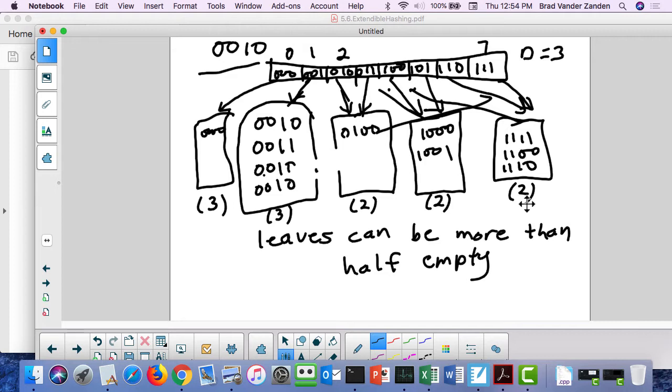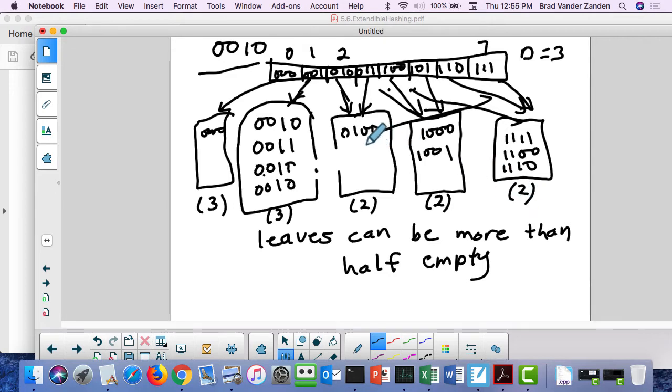So the way we handle insertions is if the leaf isn't full, we just put a record there. That's fine. Nothing else has to be done. If the leaf is full, we split it and move. We add one additional bit to our leading bits, and all the ones that have a 0 move off to one leaf. All the ones that continue to have a 1 in that extra bit stay in the leaf. And if necessary, we double the size of the directory.